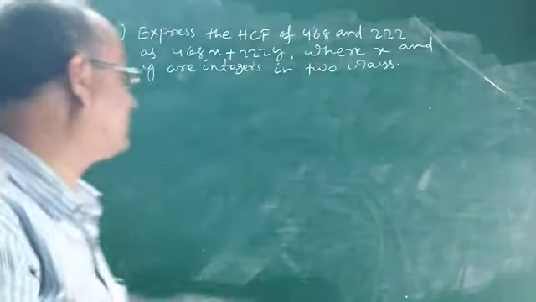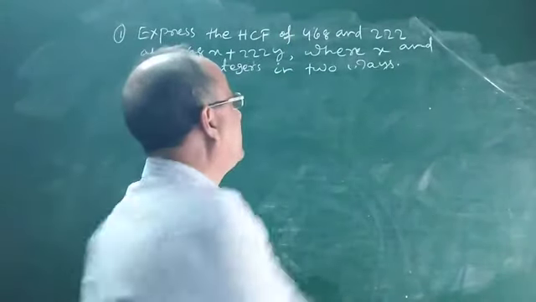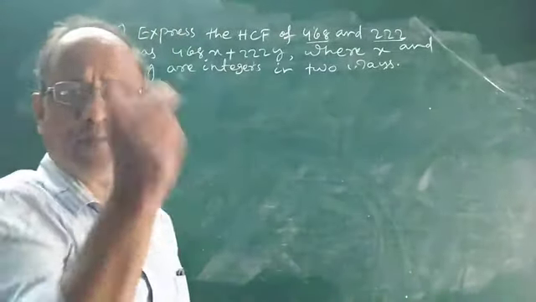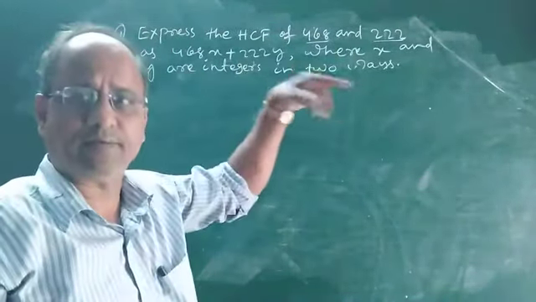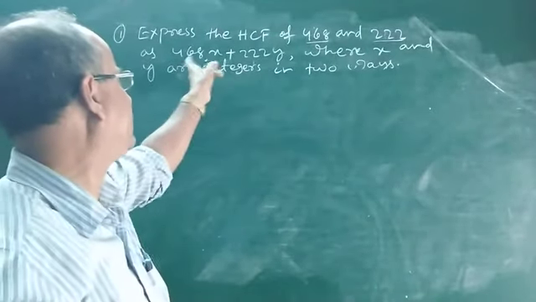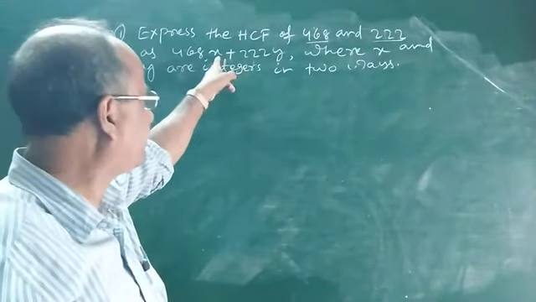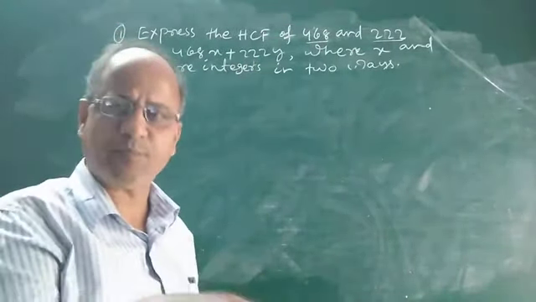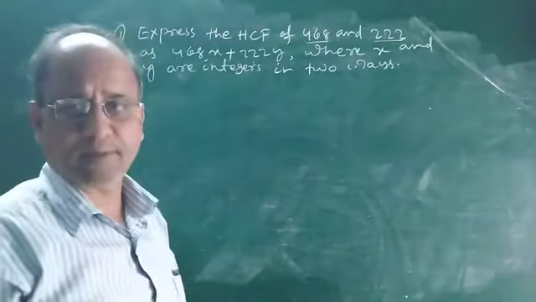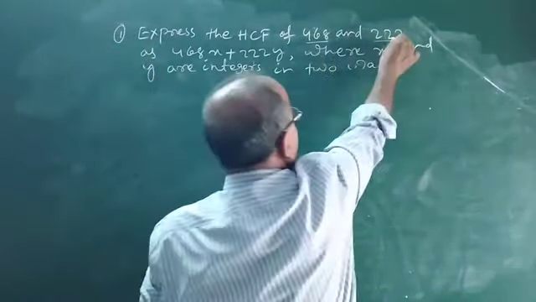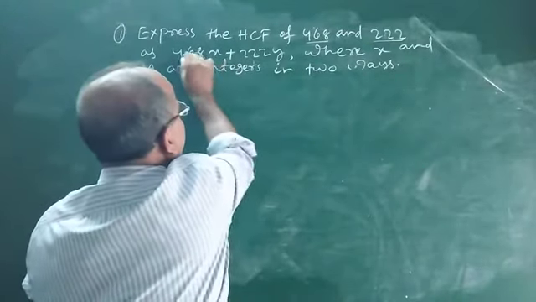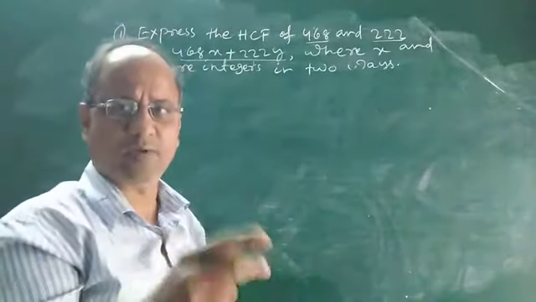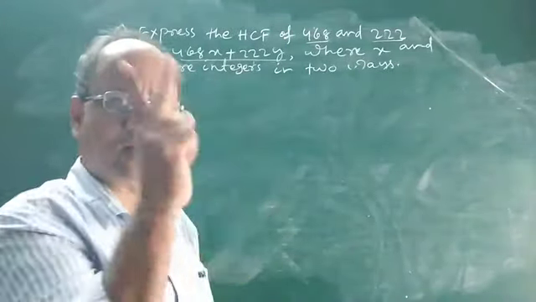Suppose the question is: express the HCF of 468 and 222. These are two positive integers. First you find their HCF and express whatever HCF is obtained in the form of 468x plus 222y, where x and y are integers, maybe positive, maybe negative. So how to express the HCF of these two positive integers in this form, 468x plus 222y, in two ways, not one way. You have to express the HCF as a linear combination in two ways.